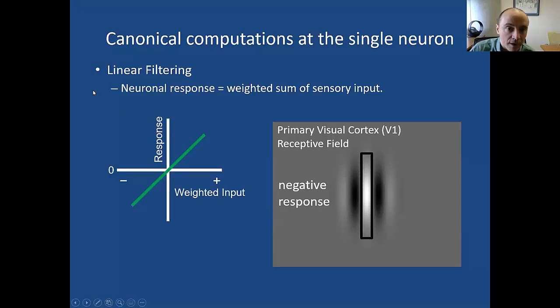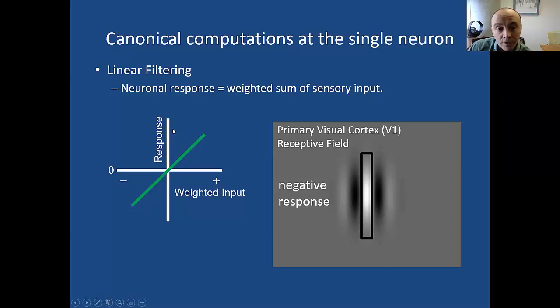It's a canonical computation. So linear filtering is something that you find throughout the brain, both in sensory and motor systems. And it has a very strong prediction. It's just that the weighted input, the product and summation of the visual stimulus and the receptive field of the neuron, is exactly identically equated to the response. And so here's the response on the y-axis, the weighted input on the x-axis, it's just a line. And so some canonical computations like linear filtering exist at the single neuron level.